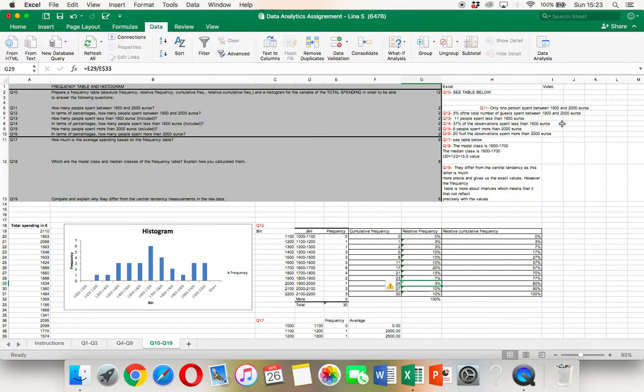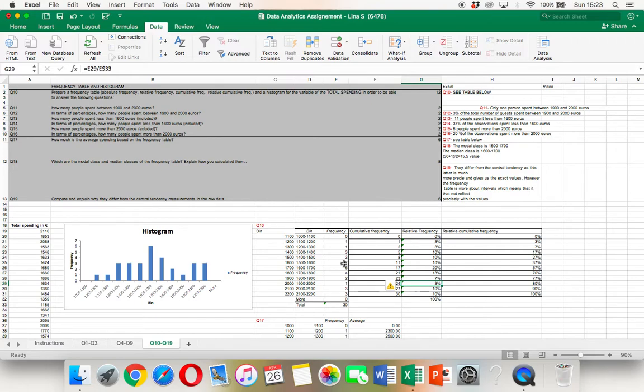Then we move to question 13. How many people spent less than 1,600 included? Which means that how many people spent less than 1,600 included?